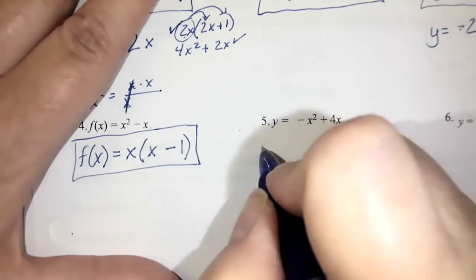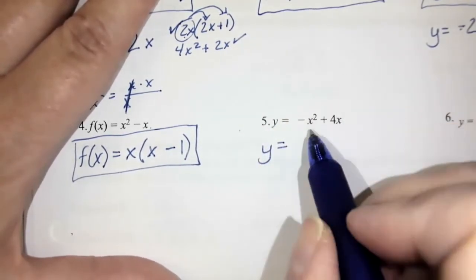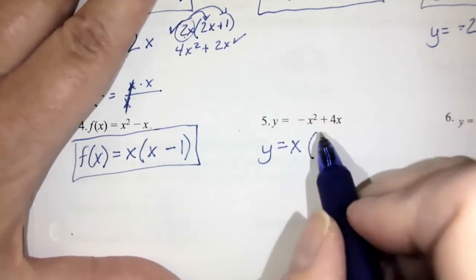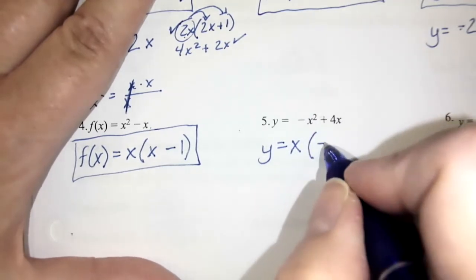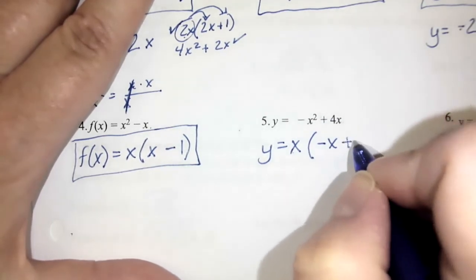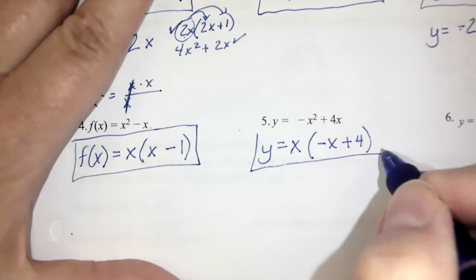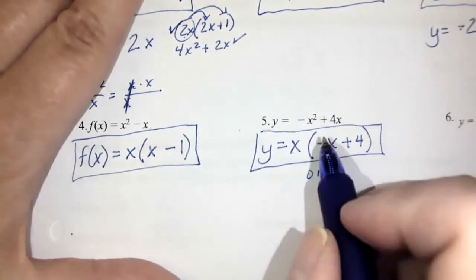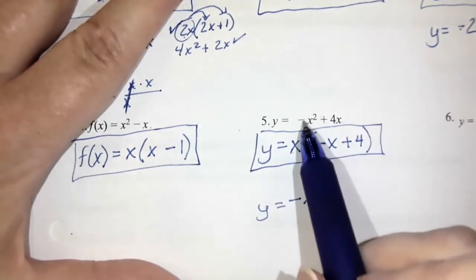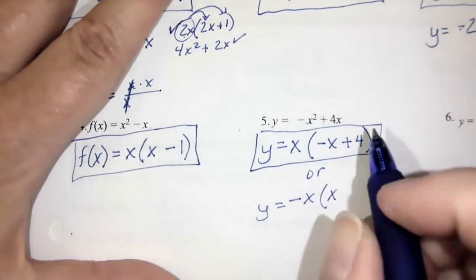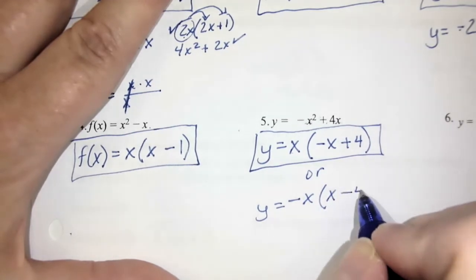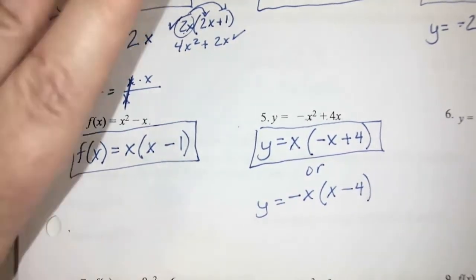Number 5, y equals, and we'll factor out, we look at negative x squared and 4x. The GCF is x, so we'll factor out the x. Negative x squared divided by x is negative x, and 4x divided by x is 4, so plus 4. If you factored out the negative, y would equal negative x times the quantity, negative x squared divided by negative x is positive x, and then positive 4x divided by negative x would be negative 4, or minus 4.